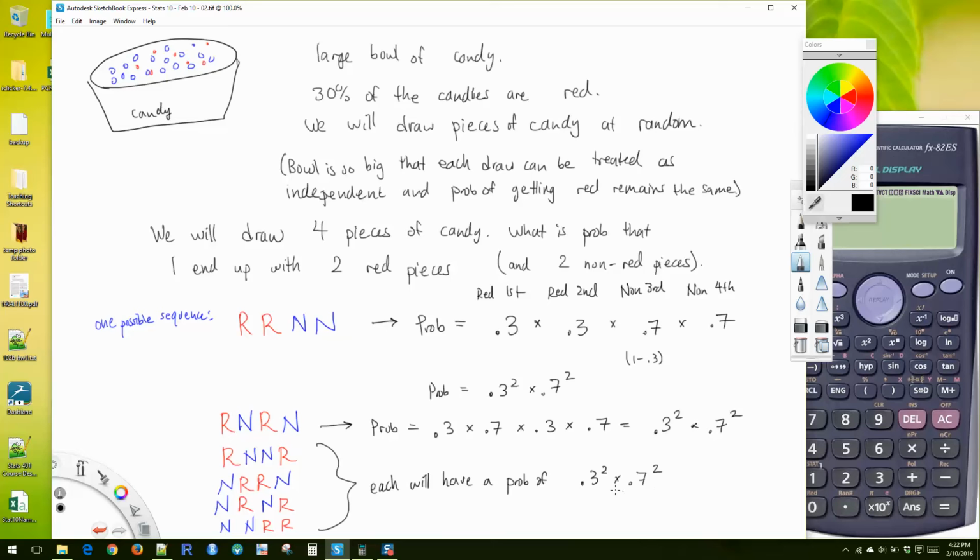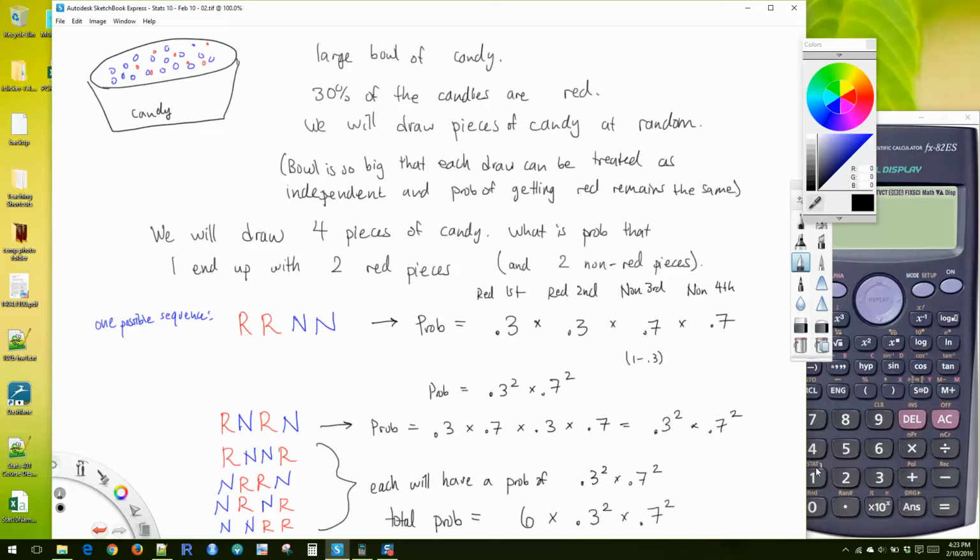Okay. So because I've got 6 different arrangements, the total probability that I get 2 red pieces if I draw 4 pieces of candy is just going to be this thing multiplied by 6. I've got 6 possible arrangements, and each arrangement has a probability of 0.3 squared times 0.7 squared. Is that okay?